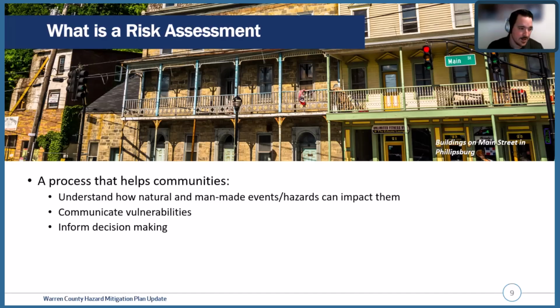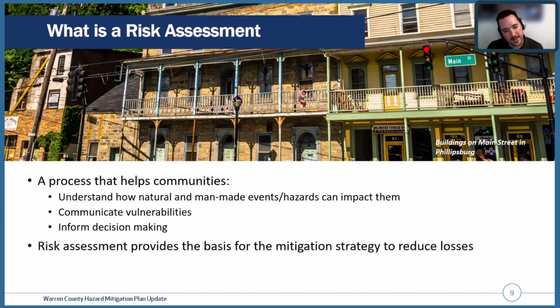It could be related to age, it could be related to economics, businesses, it could be related to the disability level. So we're looking at all the vulnerabilities together to inform decision making, what mitigation strategies we want to use in the future. And so the risk assessment provides the basis for mitigation strategies to reduce losses.